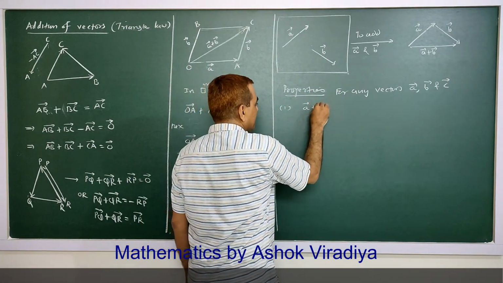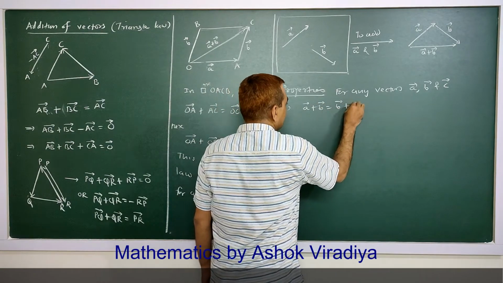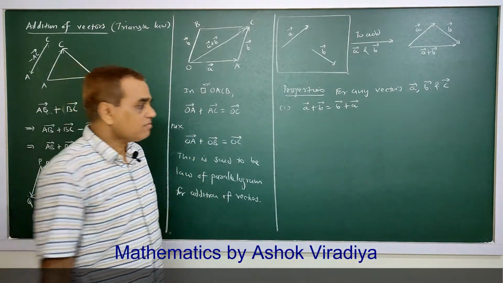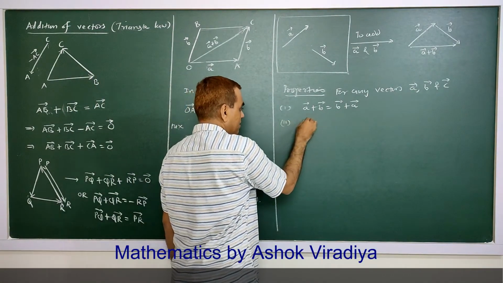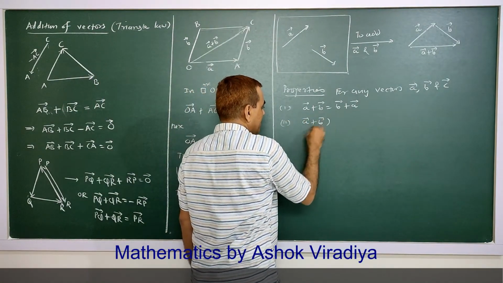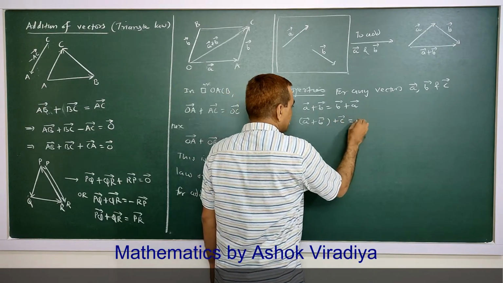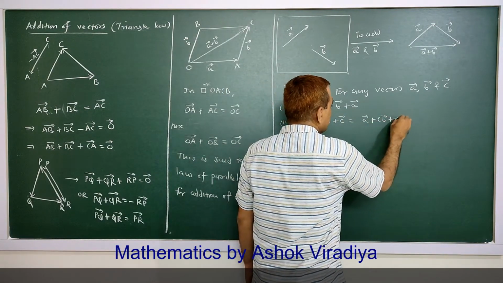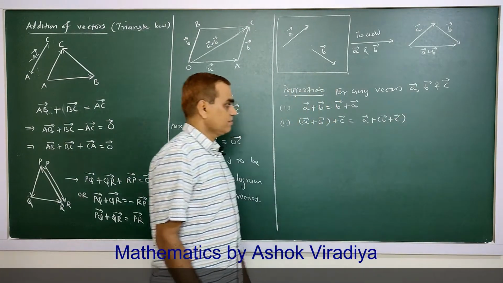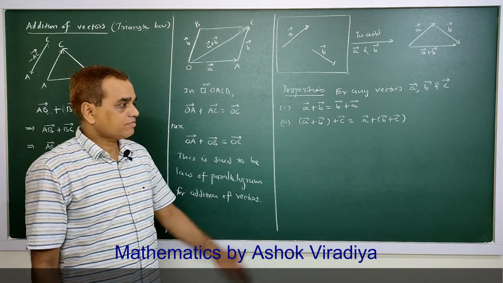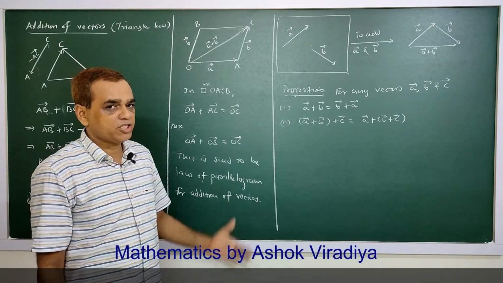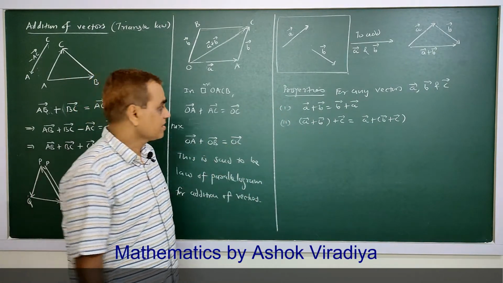Vector A plus vector B is vector B plus vector A. Vector addition is commutative. Second property: vector A plus vector B plus vector C is equal to vector A plus the sum of B and C, putting the association on B and C. This means vector addition is associative. The associative property is true for vector addition.